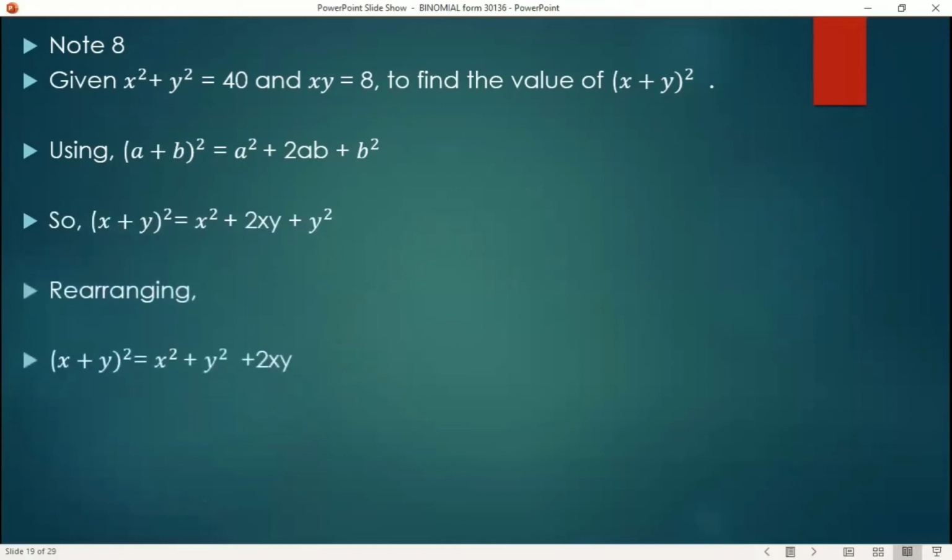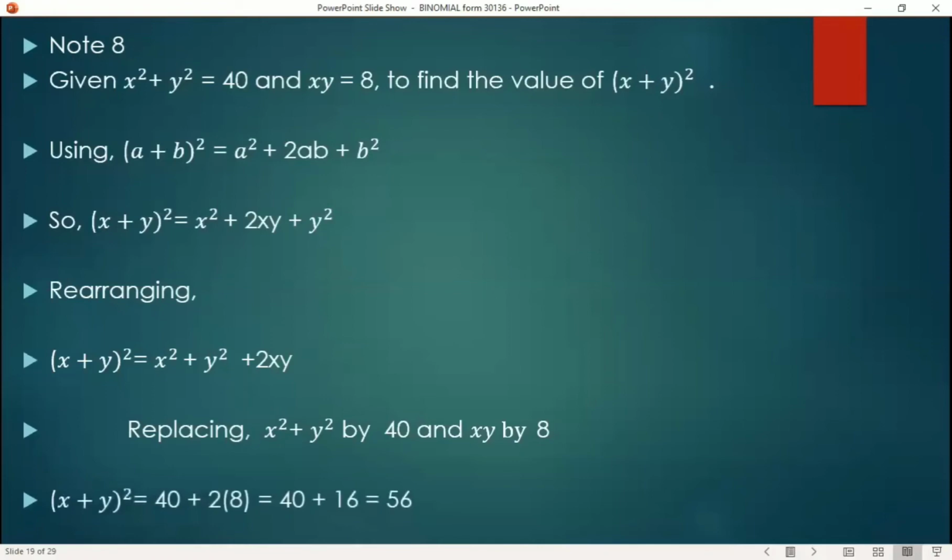Rearranging it, we can write (x + y)² as x² + y² + 2xy. Now we have the value of x² + y², which is 40, and we have xy equal to 8. So we replace x² + y² by 40 and xy by 8. So the final answer is 40 + 2 × 8. Final answer: (x + y)² is 56.